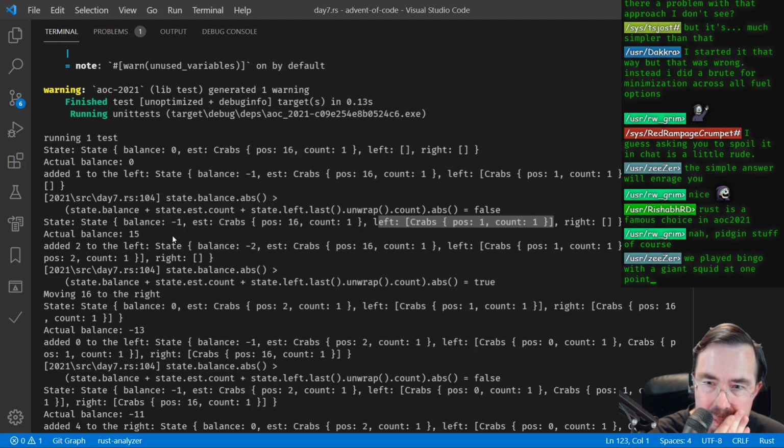So when I update the balance, what did I do wrong? How did I end up at -1, when it's really 15?